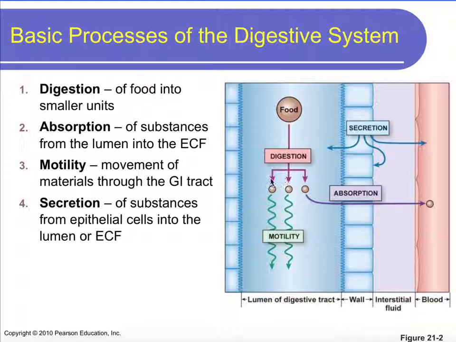Now, motility is another important process because we want to make sure that the foods that we eat continue to move through our GI tract. And then we also have the help of secretions. So we have substances that can come from the epithelial cells, and substances that can come from other accessory organs of the GI tract that help with the digestive process.